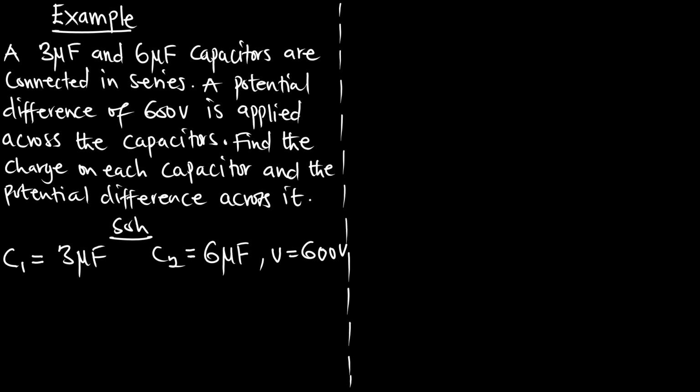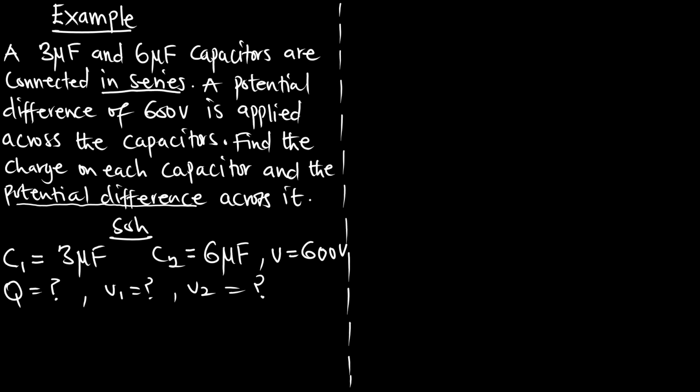Remember, if capacitors are in series, the same charge flows through them. So we'll find the Q flowing through all the capacitors. We are also to find the potential difference across each capacitor, meaning we are going to have a certain V1 and a certain V2. So let's try to produce a diagram of this.